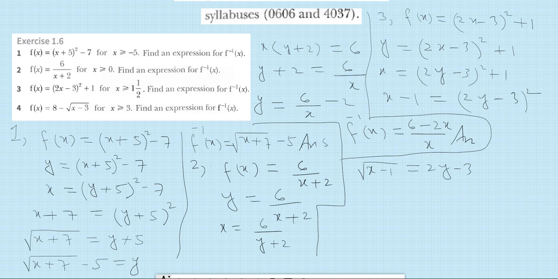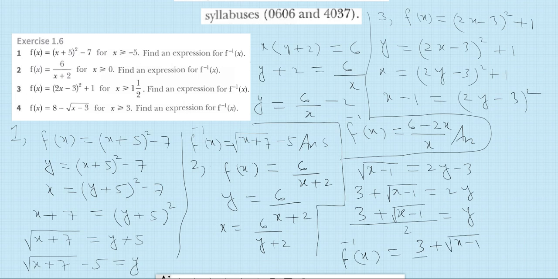Shift this minus 3 on the other side, it will become plus 3, is equals to 2y. And finally, divide this 2 on the other side. 3 plus square root of x minus 1 upon 2 is equals to y. And then the last step is to replace y by f inverse x is equals to 3 plus square root of x minus 1 upon 2.